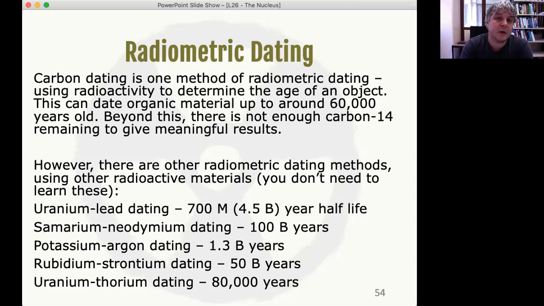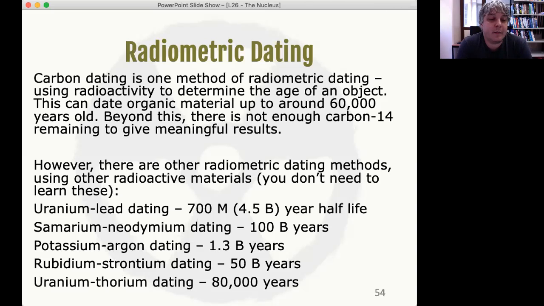Remember that I said half-lives are only generally useful when you've got lots of atoms, because it's a rough average, right? Just like flipping coins. If you flip 100,000, you're going to get pretty close to 50,000. If you flip 2 coins, you might not get any heads or tails, right? You might get both of one rather than neither, right? You know what I mean? So carbon-14, not much use after 60,000 years. But there are other methods.